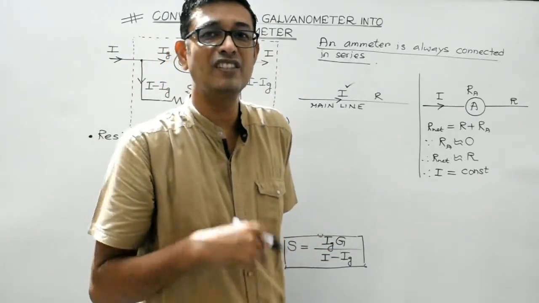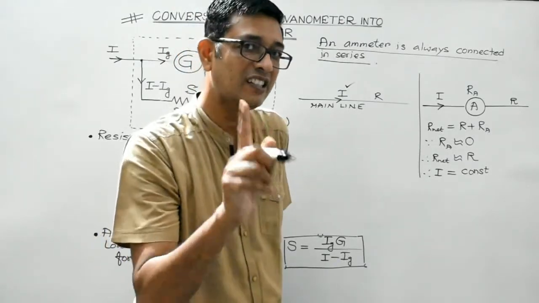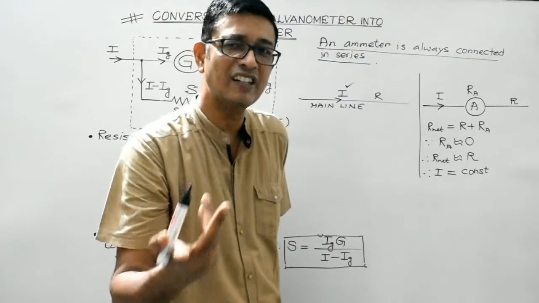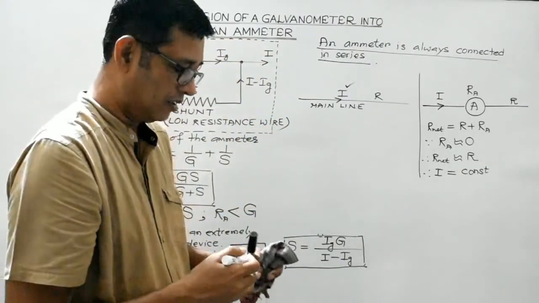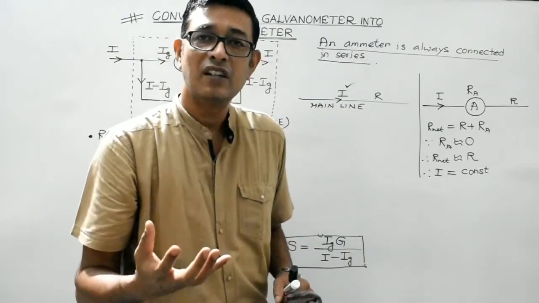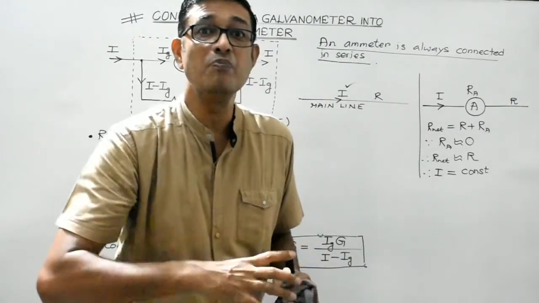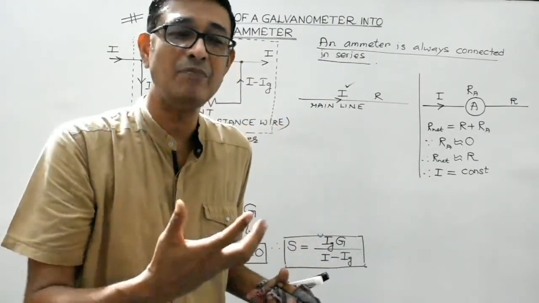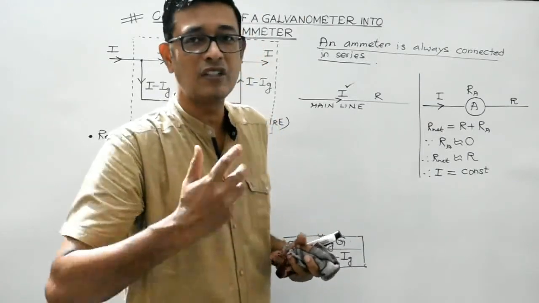So students, this is the very reason why an ammeter is always connected in series. In series, current remains constant, isn't it? And remember a very basic thing. Whenever a measuring device is connected in an electric circuit, a measuring device means one which measures some physical quantity, like an ammeter, it measures current. A voltmeter measures potential difference.